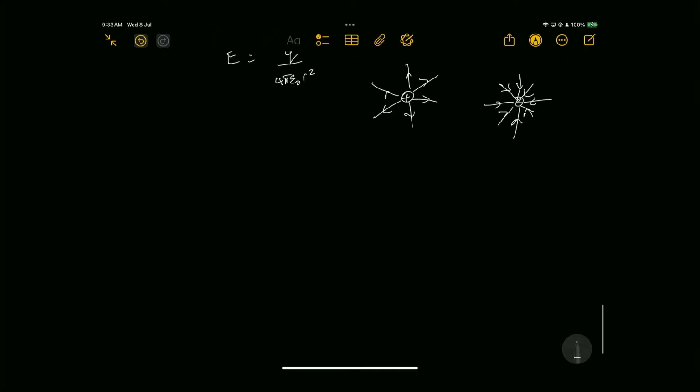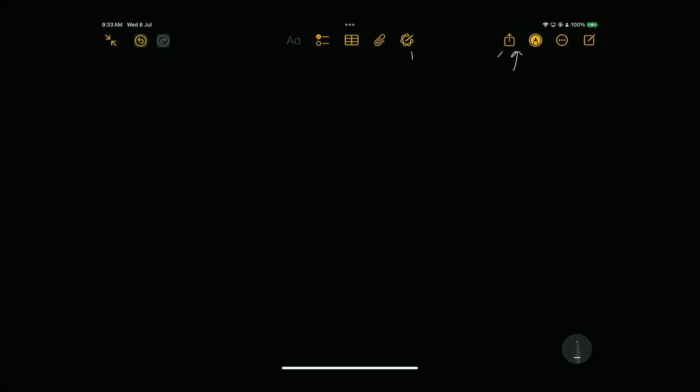Right, so let us move on now to resistance. What does the resistance of a conductor depend on? Before we go to that, what is the resistance of a conductor?